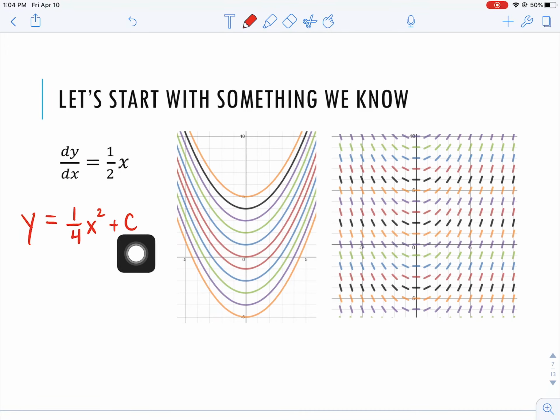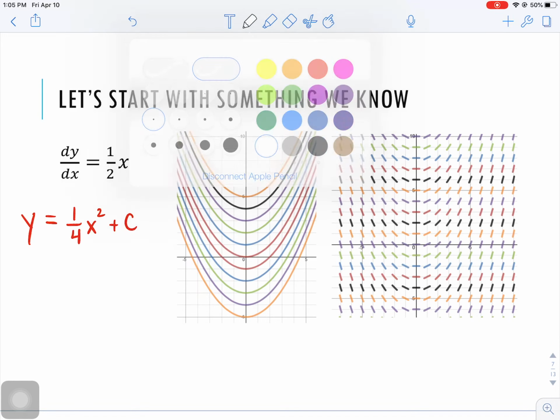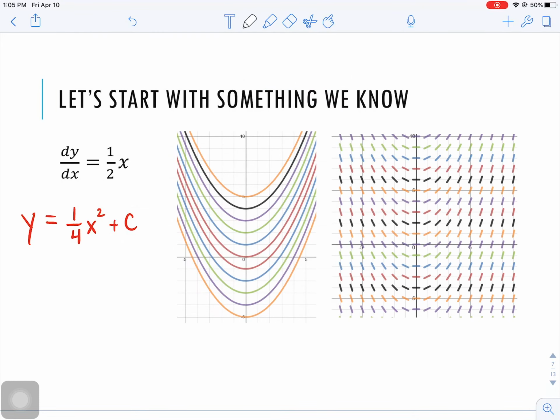But it was easy for us because we could integrate. That was an easy derivative for us to take the antiderivative of, and so it was quite easy to solve that. A slope field is really nothing more than if we took these solution curves and we just kind of dashed them, just looked at little sections of it and their slopes. That's all that's happening here.